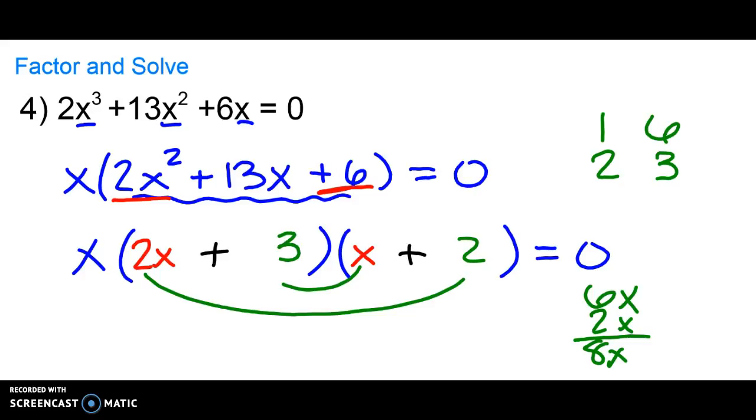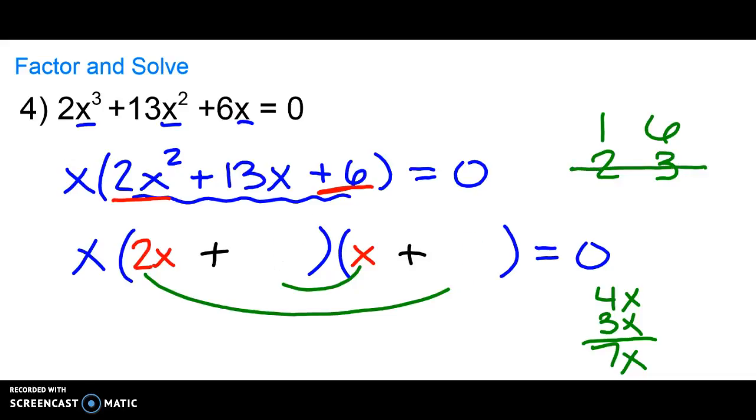Now I'm going to recheck. 2 times 2, 4x. 3x times x, 3x. That's going to be 7x. So I've tried the 2 here, and I've tried the 2 here. I tried them in both spots. I can rule that out as a factor. Next, I'm going to try 1 and 6.